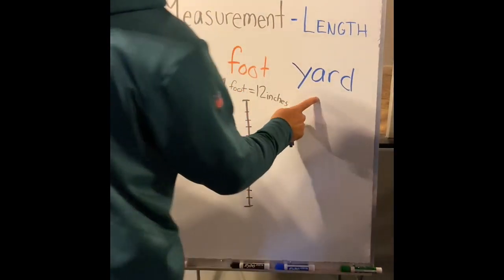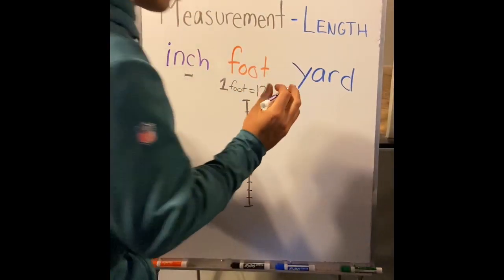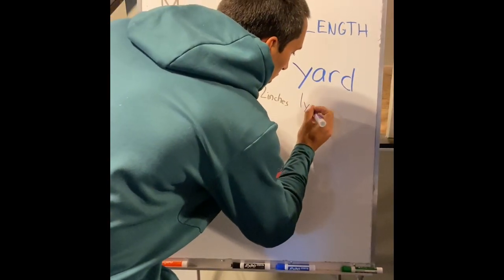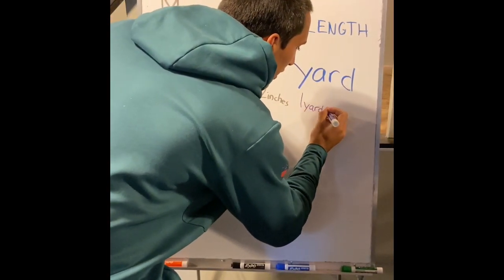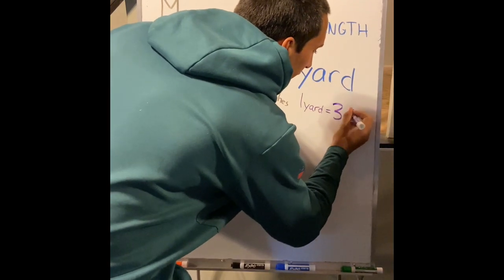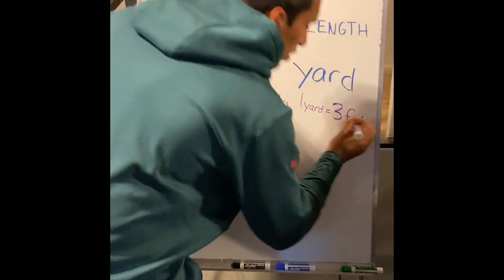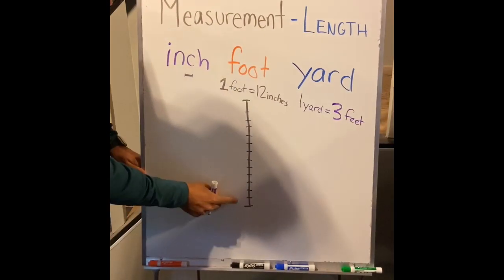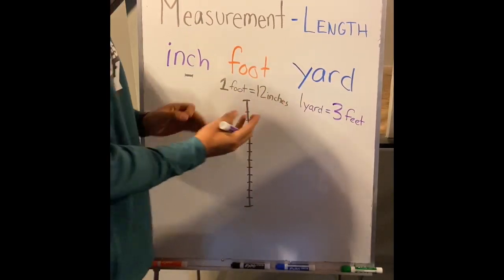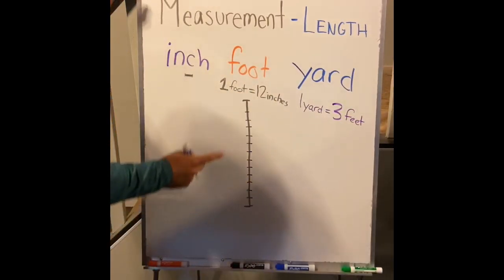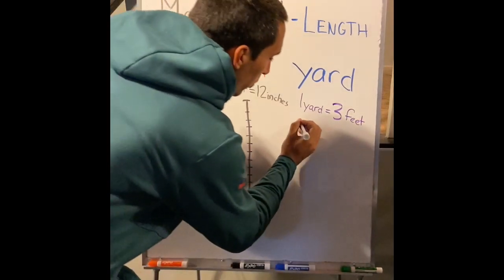Our last one is our yard. 1 yard equals 3 feet. So 3 feet, 3 of these, will equal 1 yard. 1 yard is our longest measurement. 1 yard equals 3 feet.